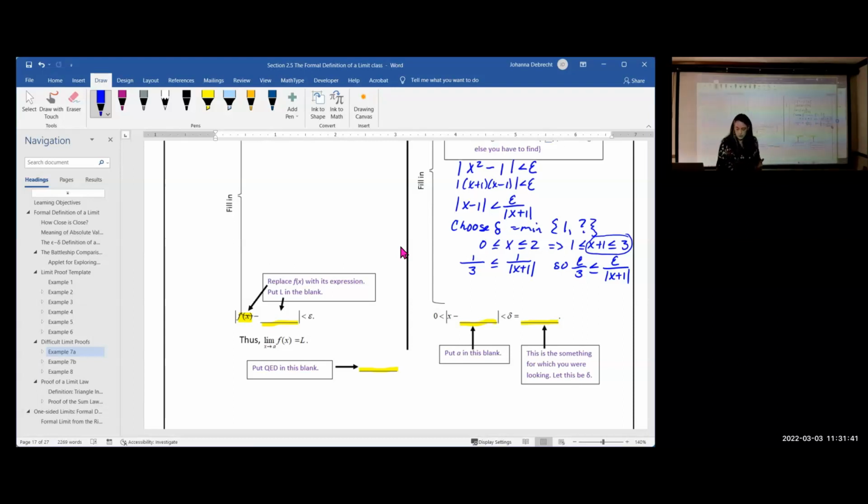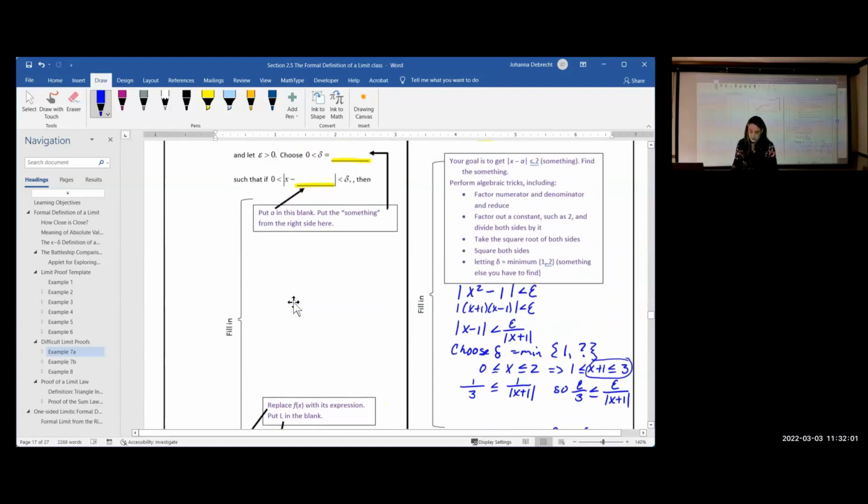Now, the next thing that we want to do is choose our delta value. So we have the absolute value of x minus 1 less than delta, which is going to be the minimum of 1 and epsilon over 3. All right, so we're going to choose it to be the minimum of one of those values.